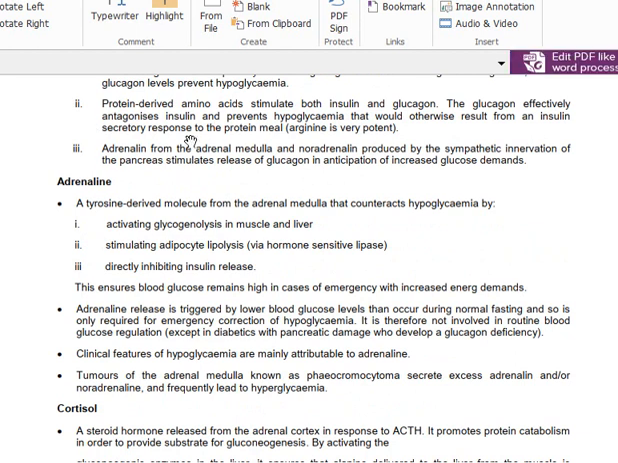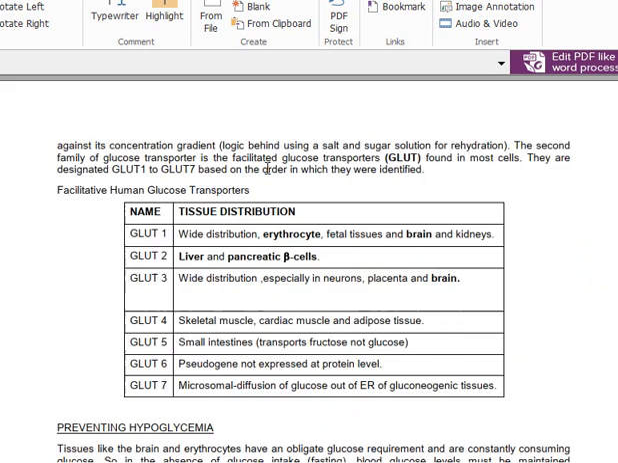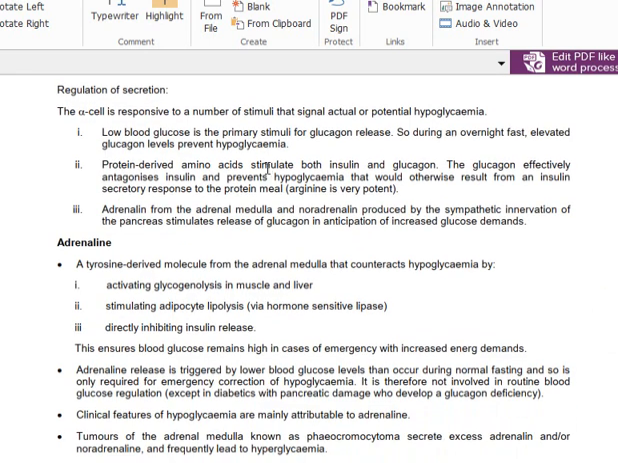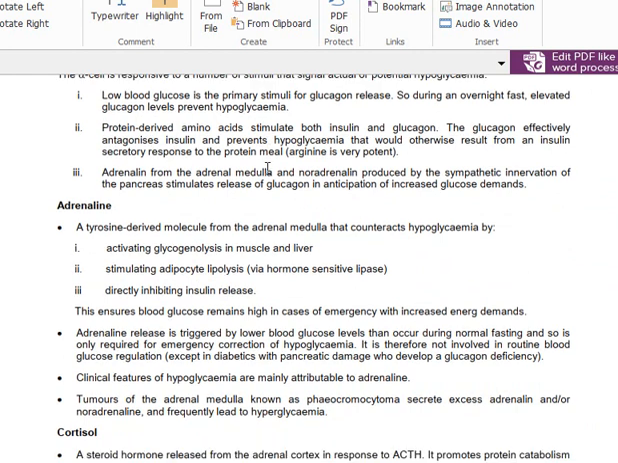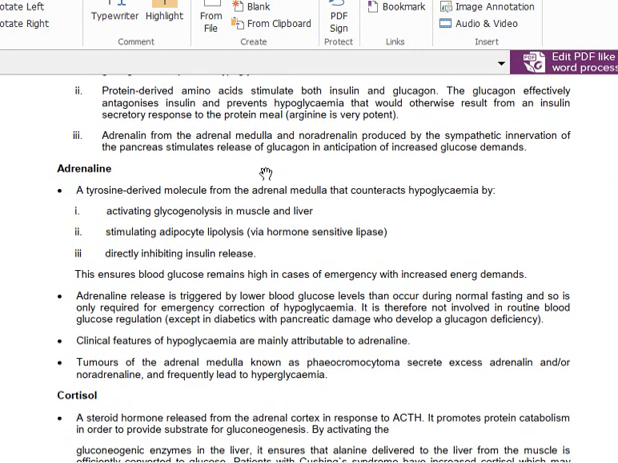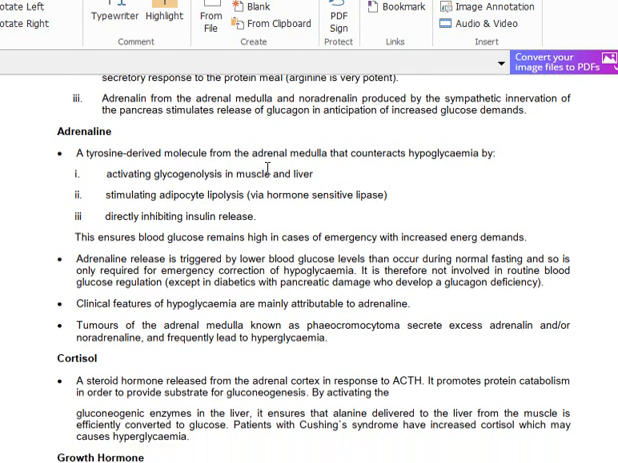Now the next is adrenaline. You also need to know that adrenaline can act as a regulatory mechanism for the stimulation of the alpha cells. Adrenaline from the adrenal medulla and the noradrenaline produced from sympathetic innervation at the level of the pancreas can also stimulate glucagon, such that glucagon can increase glucose level. Is it clear? So that's the way by which adrenaline can increase glucose level.